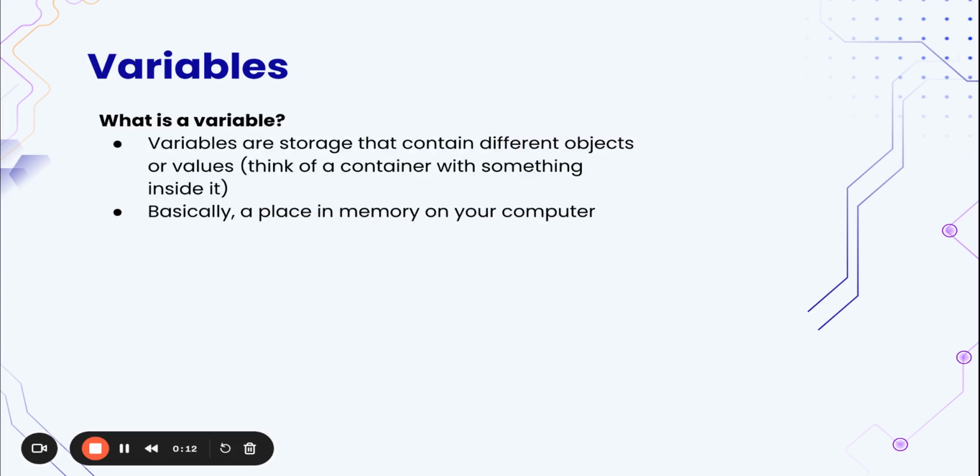What is a variable? Variables are storage that contain different objects or values. Think of a container with something inside it. Basically a place in memory on your computer.